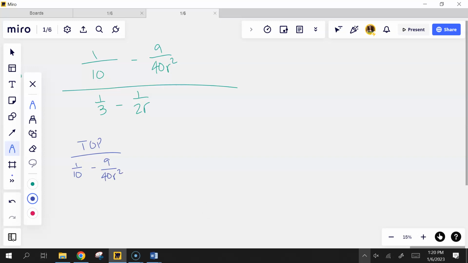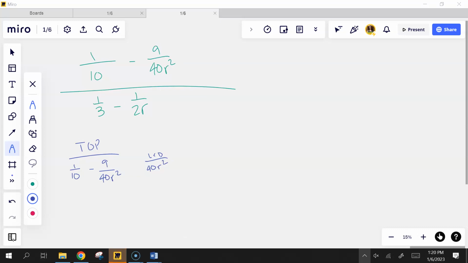Oh, yes, y'all are jumping. Oh, my goodness. Y'all have got this. Okay, I was going to come over here and say the LCD here is 40r squared. So what do I need to give? Well, this is really like, I could say this is like 10 times 4 times r squared. So the 10's already in there.